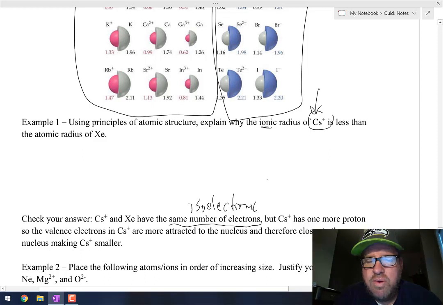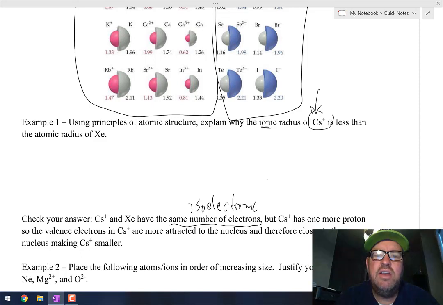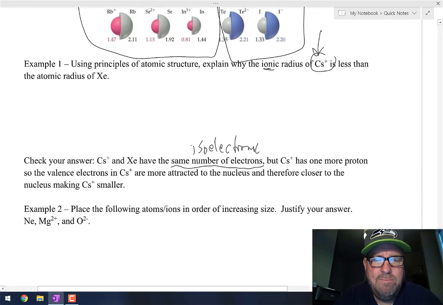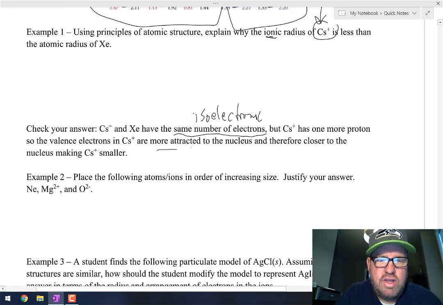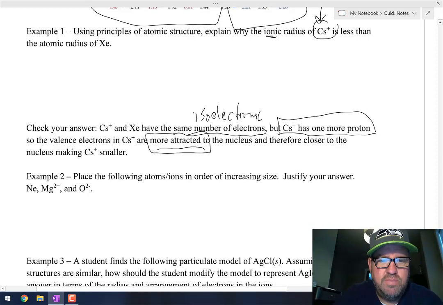You don't have to use that word. But cesium still has one more proton. So one more proton means the attraction's a little bit stronger in cesium than it is in xenon. So cesium plus is going to be smaller than xenon would be. Okay. So there's more attraction in cesium. That's what the grader's going to be looking for. Are those words right there?